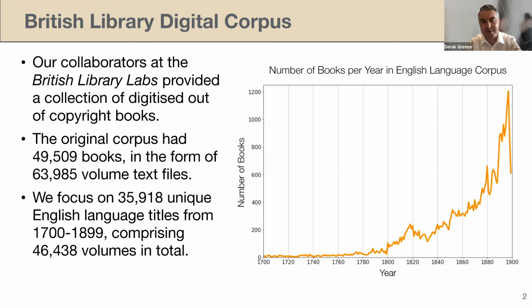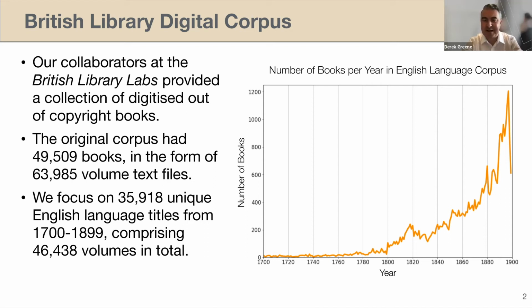Our collaborators at British Library Labs kindly provided us with a collection of digitalized out-of-copyright texts a number of years ago. The majority of these are from the 18th and 19th century. The original corpus had nearly 50,000 books, and some of them were multi-volume texts, so we had about 63,000 books. Given the nature of our work, looking at British society, we focused on English language titles from 1700 until the end of the 19th century, and there are just under 36,000 of those.